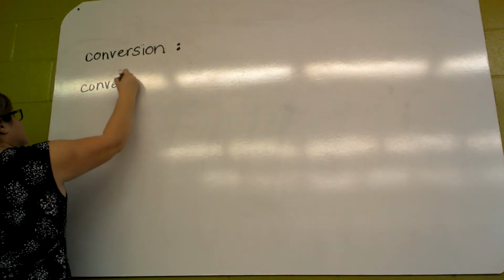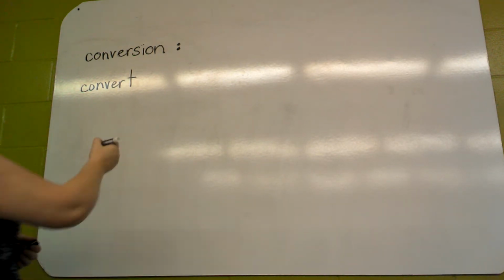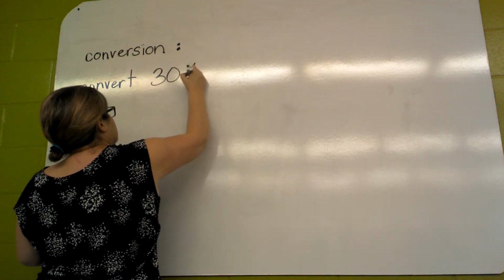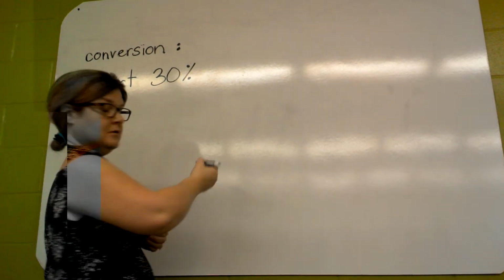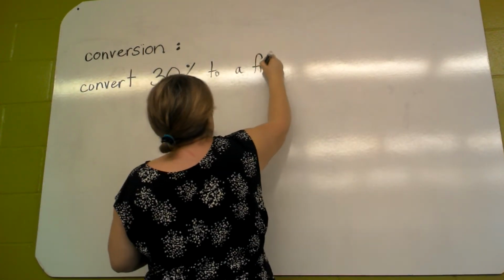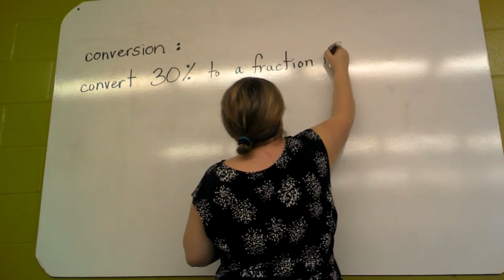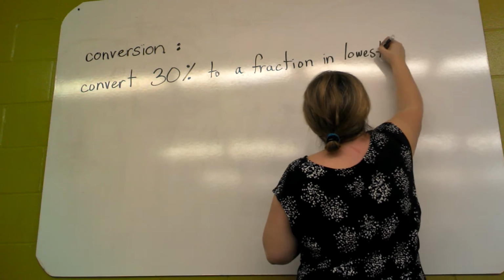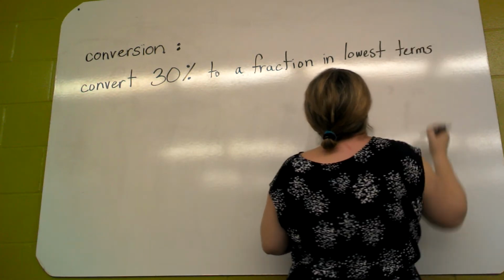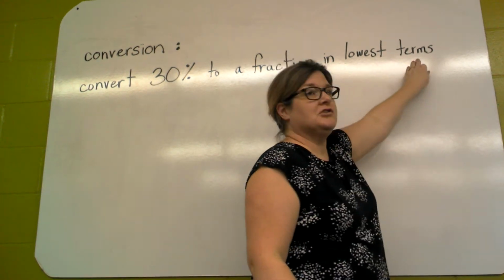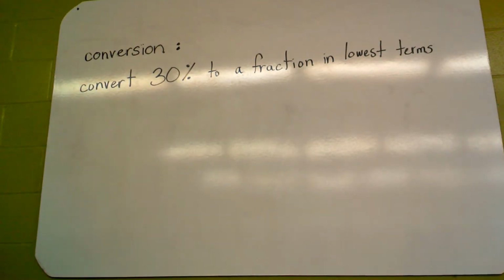And so it might say something like, convert 30% to a fraction in lowest terms. And even if a question doesn't have those final instructions, in lowest terms or simplified, it still means that you as the student should put your fractions as simple as they can go, meaning the common number divides both into the top and the bottom until you can go no further.